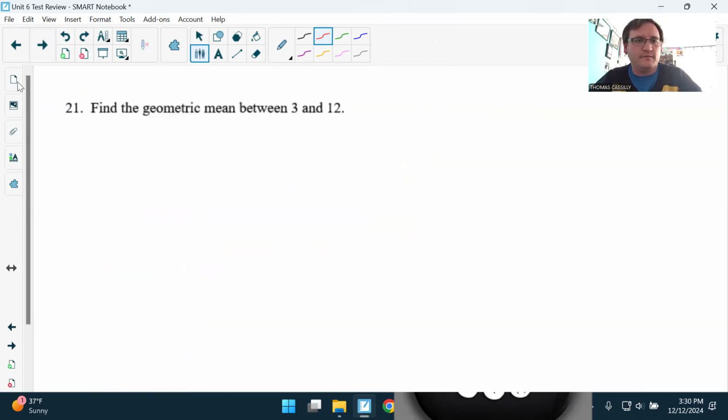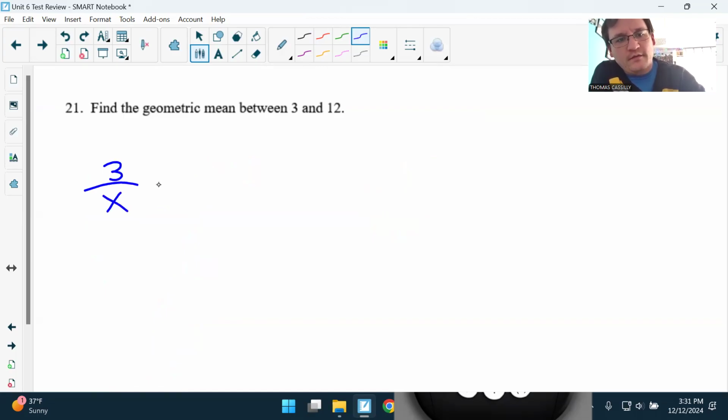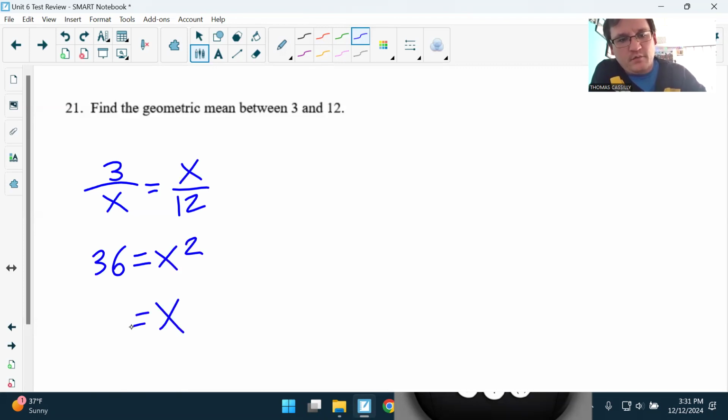Find the geometric mean between 2 numbers. Remember the geometric mean, you're gonna make a proportion. You're gonna say 3 over x equals x over 12. And then you're gonna cross multiply. So you got 36 equals x squared. Therefore, x equals 6. All right, so find geometric mean, make the proportion.